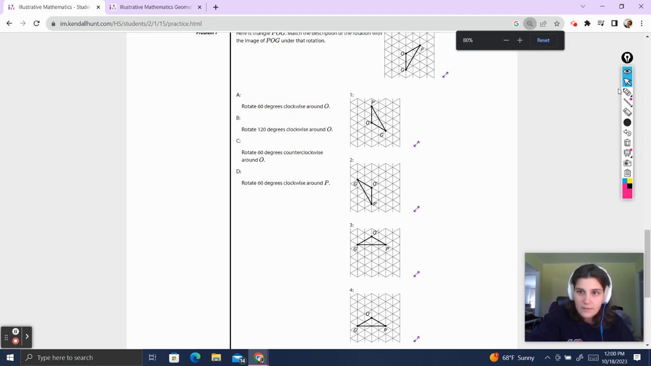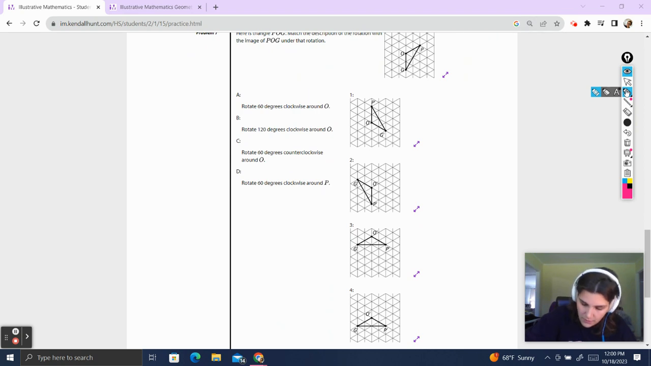We identified the first one. That was a 60-degree counterclockwise rotation around O. We identified the second one as 120 degrees clockwise around O. And the third one, well, it looks like we're rotating around point P because it looks like the triangle came up kind of over there. And so our center of rotation is P.